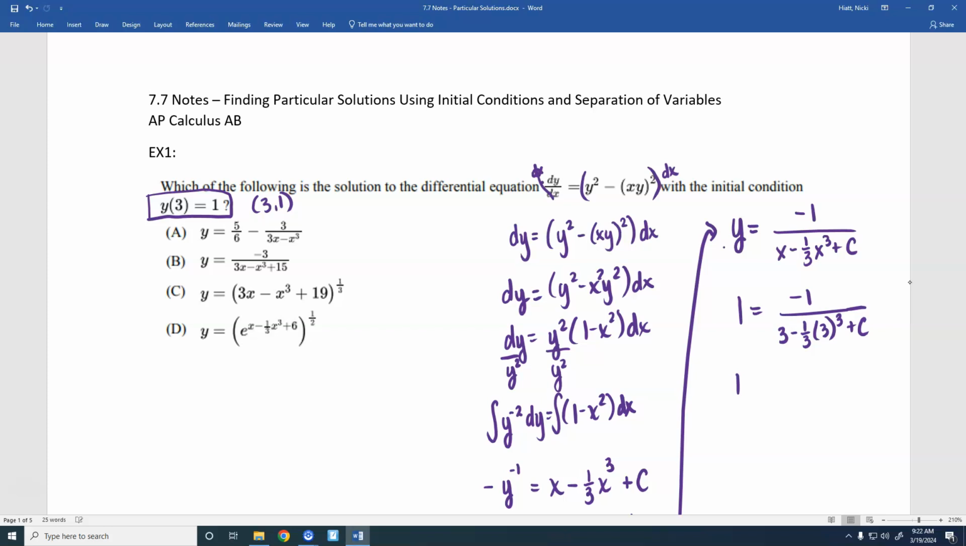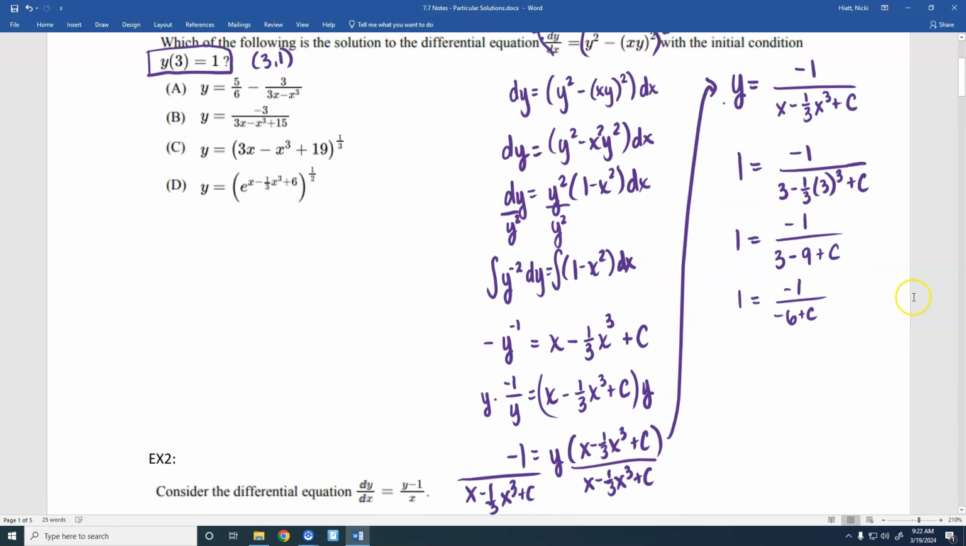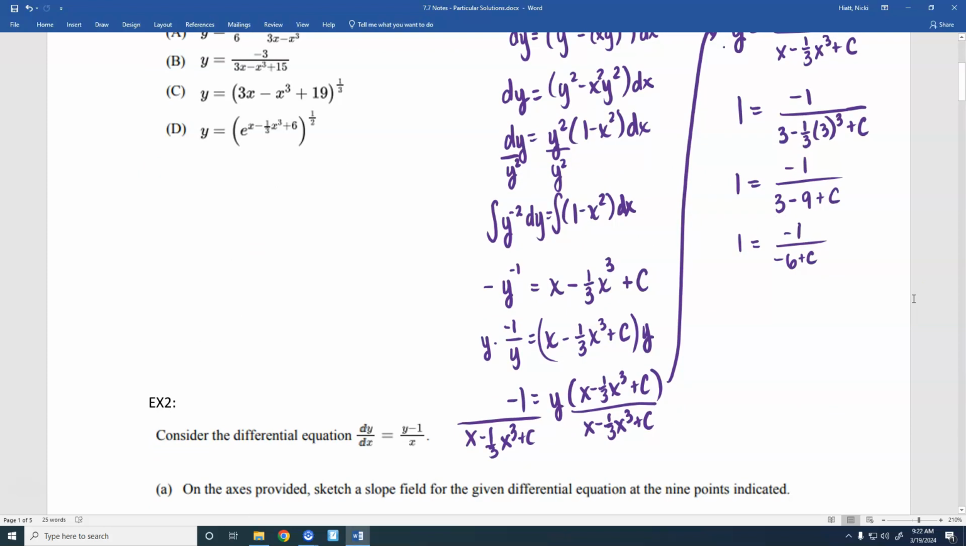Okay, so that is going to give me 1 equals negative 1 over 3 minus, we got 1/3 times 27, and 1/3 of 27 is going to be 9, so it's going to be minus 9 plus C, so 1 equals negative 1 over negative 6 plus C. How are we going to solve that for our C?